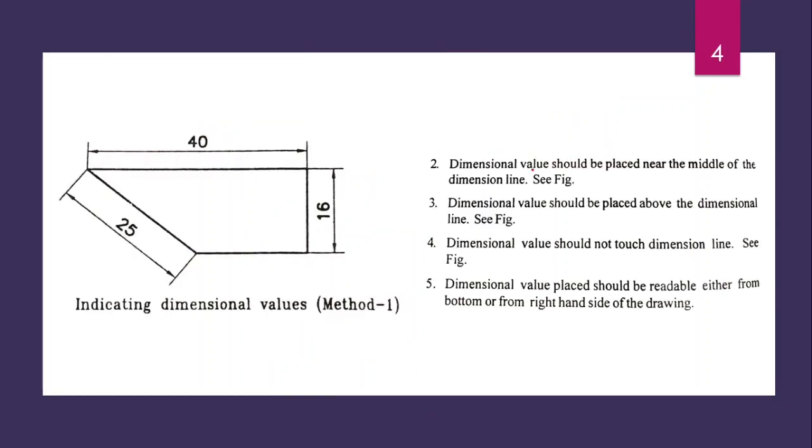The second point is that the dimensional value should be placed near the middle of the dimension line. Here we can use a 2H pencil or thin lines to represent the dimension line. This line is the dimension line, and for the projection lines, we can also use 2H pencils or thin lines to represent both projection lines and dimension lines.